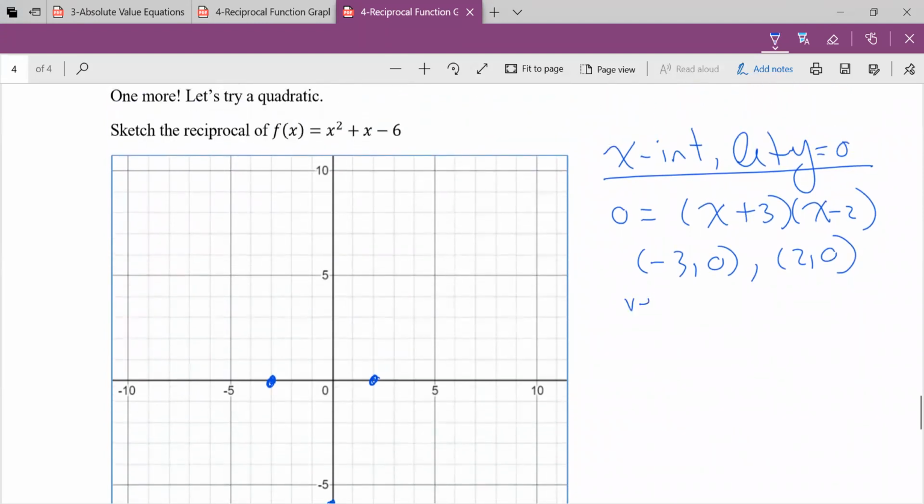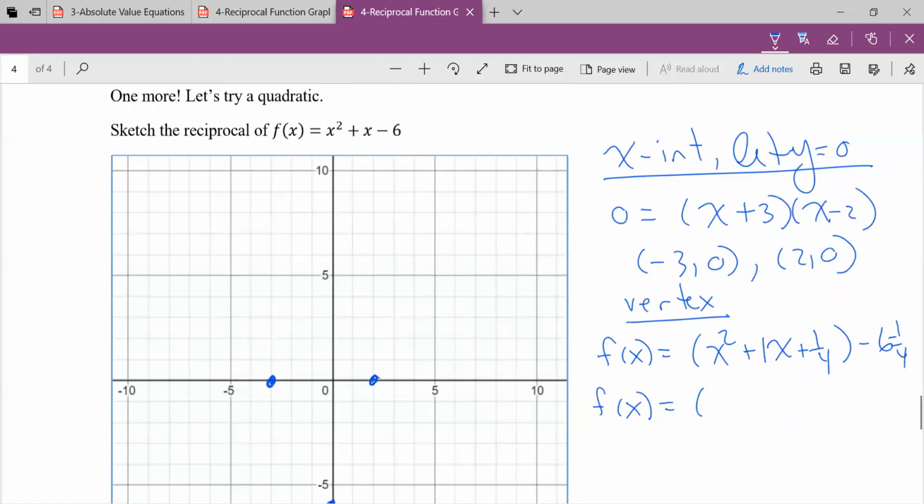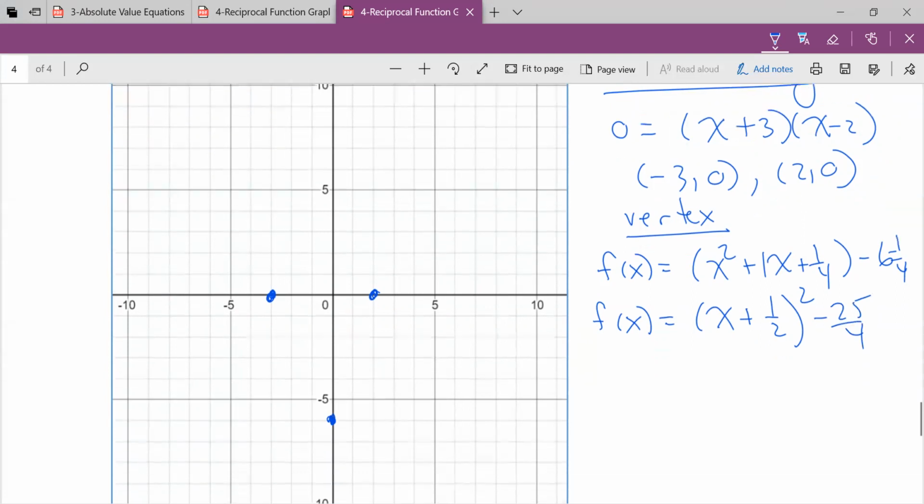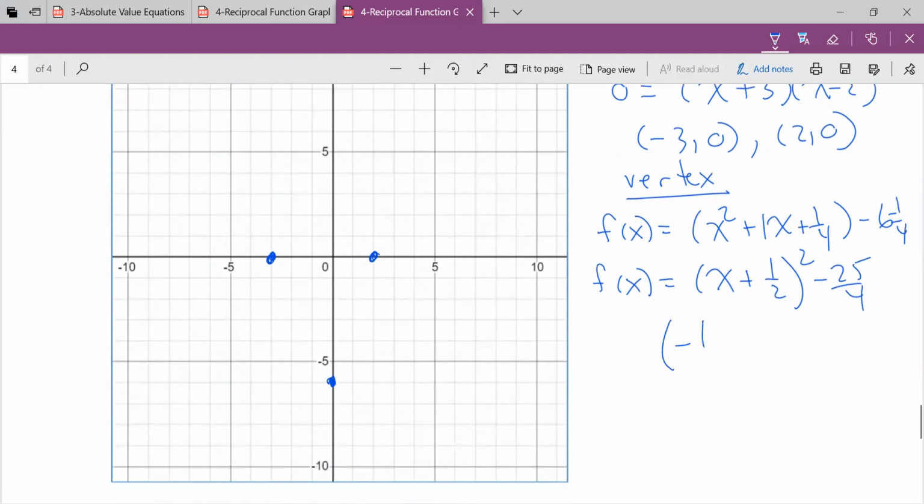Okay, so if I want to find the vertex of this thing, again, what we can do is complete the square. So if I want the vertex, I'm going to complete the square. So I'm going to go f of x is equal to x squared plus x minus 6, right? Middle term divided by 2 is 1/2. Squared is a quarter. Balance it by subtracting a quarter. So I'm going to get x plus 1/2 squared, and when we subtract these two back here, we get negative 25 over 4. So where's our vertex at? Vertex is at negative 1/2, negative 25 over 4.